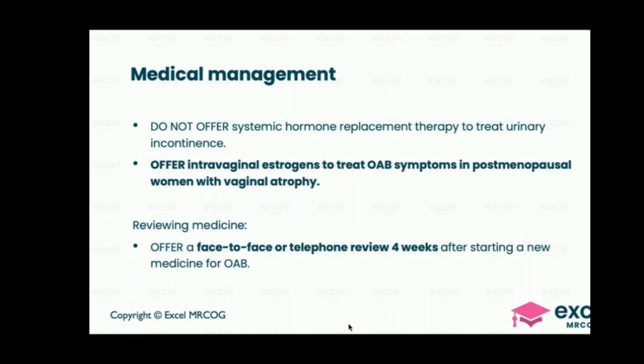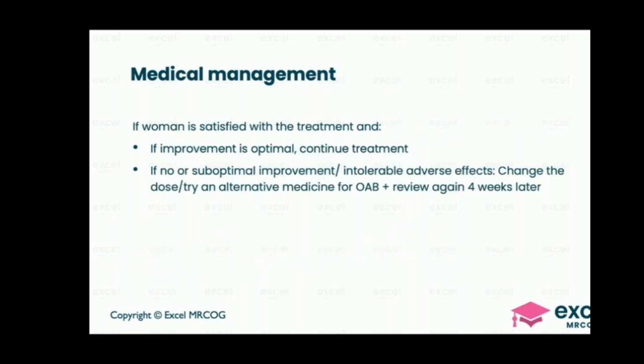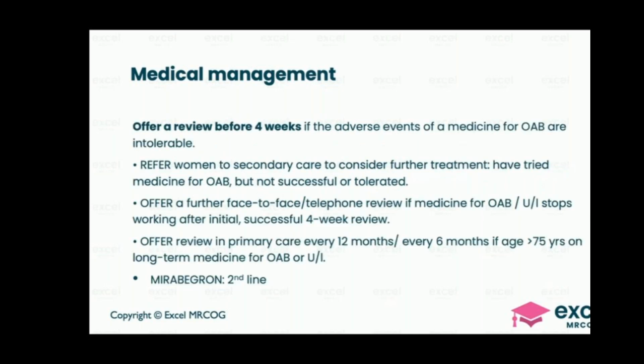If a woman is satisfied with the treatment, and if improvement is optimal, you continue the treatment. If the treatment is suboptimal with drugs, or there are intolerable adverse effects, you change the dose, try an alternative OAB medicine, and review again after 4 weeks. This is important for us, so I've made a chart about this. I'll show you the chart.